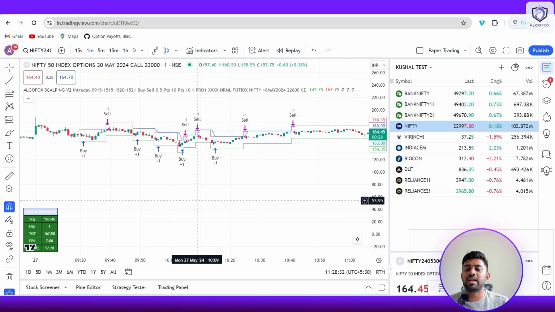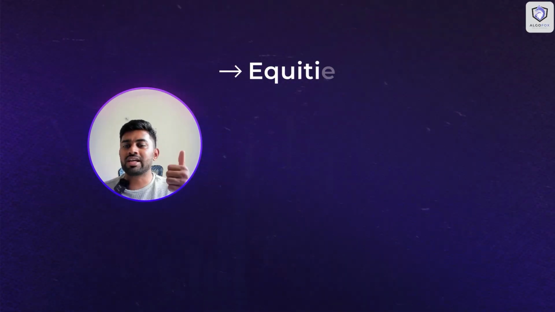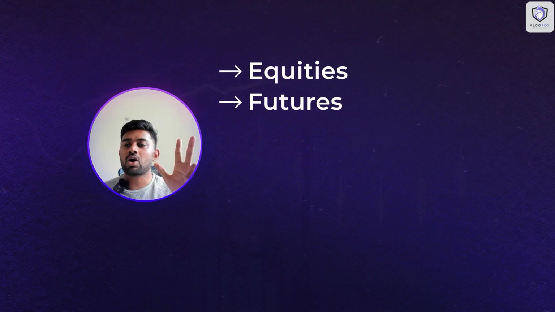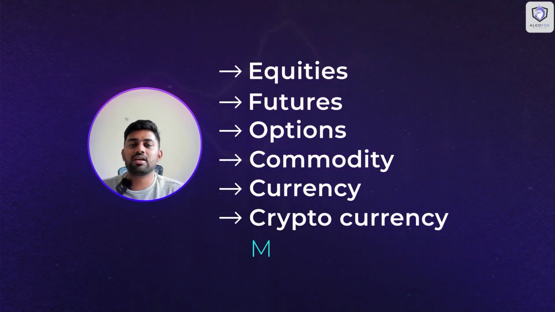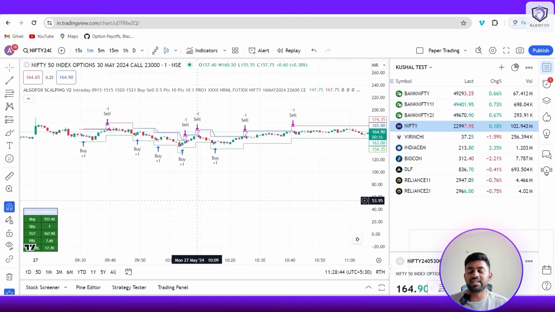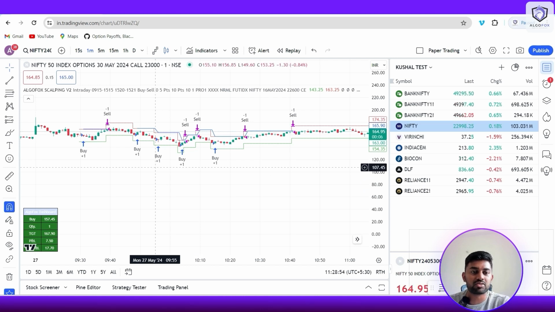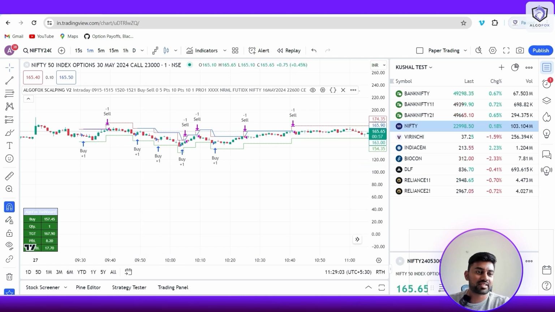Firstly, you can apply this strategy on equities, futures, options, commodity, currency, cryptocurrency, or any forex pair of your choice. So any script that is available on TradingView, you will be able to apply this strategy on, and you will be able to automate the trades via Algofox. I will show you the parameters of this scalping setup and how exactly it works. This is Algofox Scalping V2.